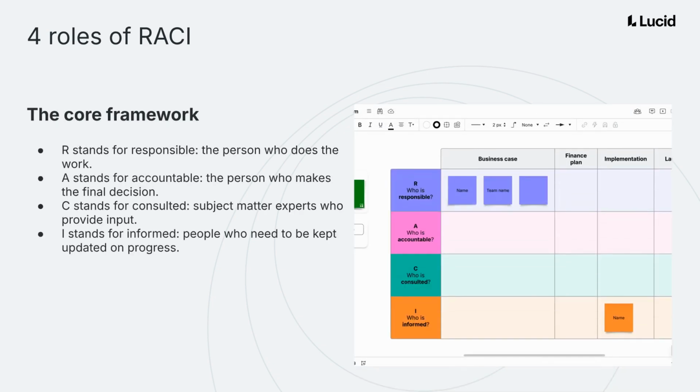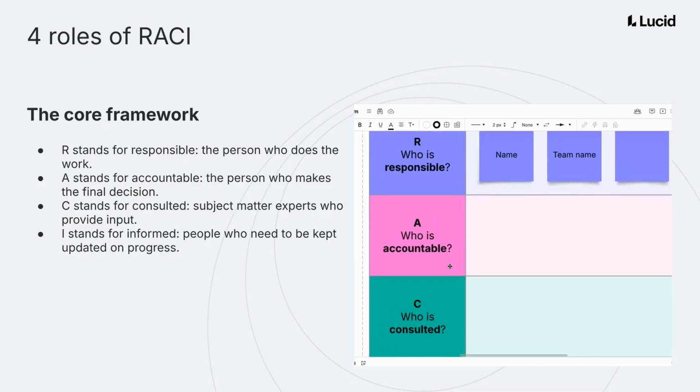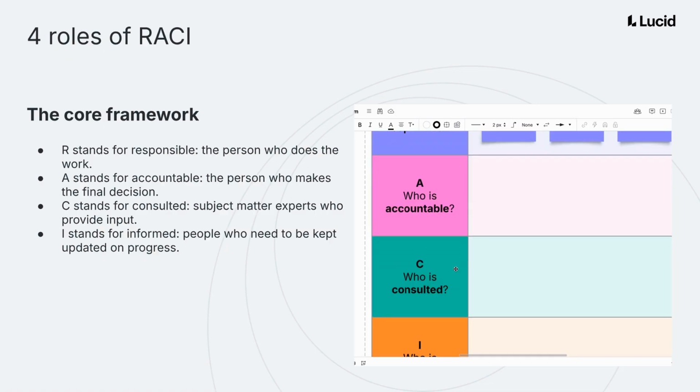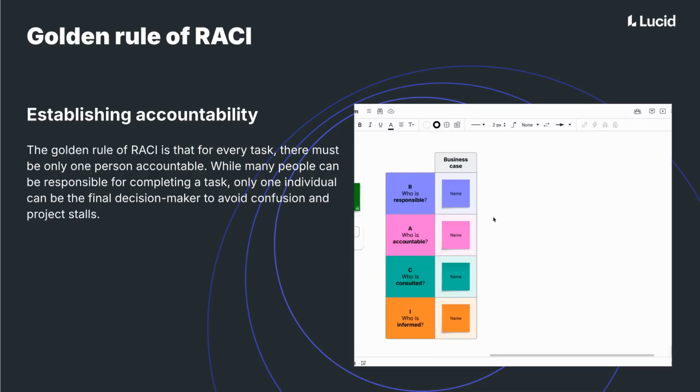There are 4 roles of RACI. R stands for responsible, the person doing the work. A is accountable, the person making the final decision. C is consulted, who provides input. I is informed, who receives updates. The golden rule of RACI is that for every task, there must be only one person accountable. While many people can be responsible, only one person makes the final decision.